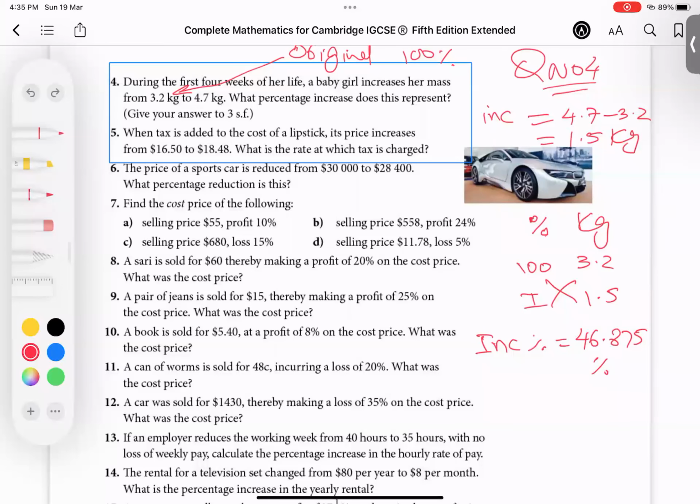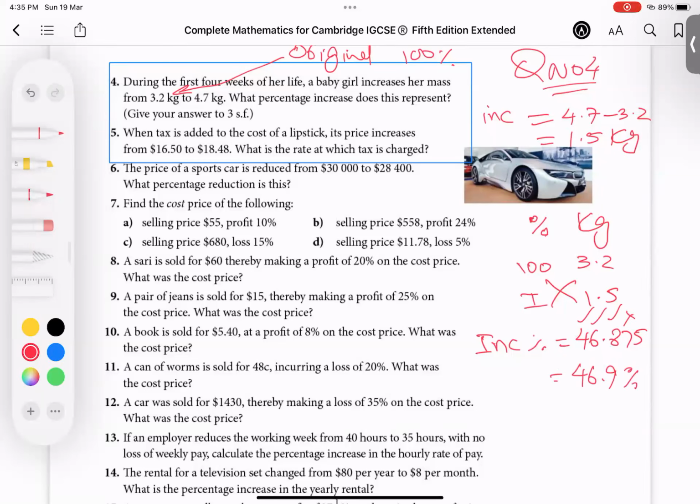Yes, I'm going to do the next one, but before that, it's very clear we have to write 3 SF. Why? Because he mentioned it there. So I have to write 3 SF percentage. So 46.9 percentage is my answer. So I believe the point is clear, and now I'm going for the next question.